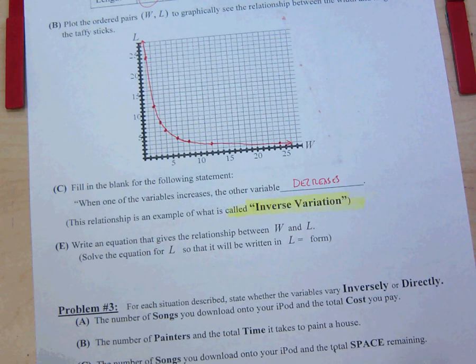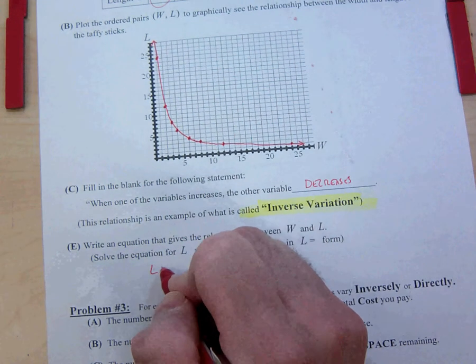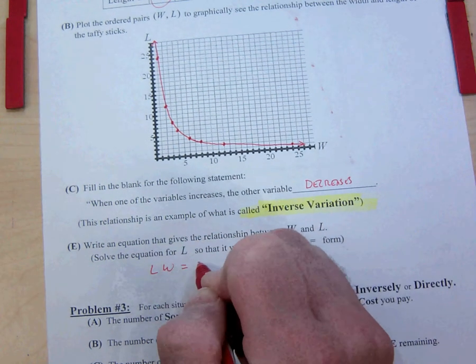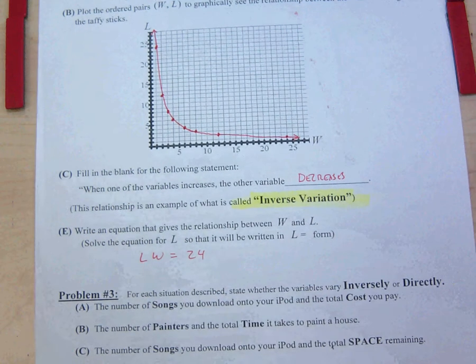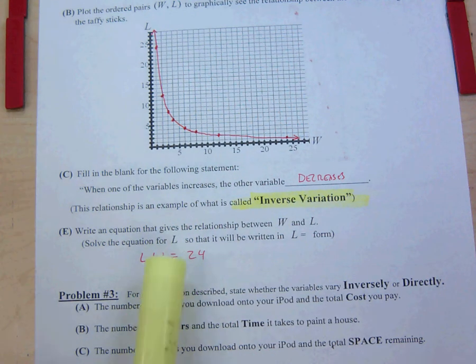Okay, so what's the equation? Well, first of all, write the equation based on the way the problem is written. What do you know, Conrad? When you multiply the length times the width, it has to equal what? 24. Okay, so everybody agree that's the equation for the situation? But I wanted you to solve it for L. So how do I solve that for L here, Paige? What do I do to solve that for L?